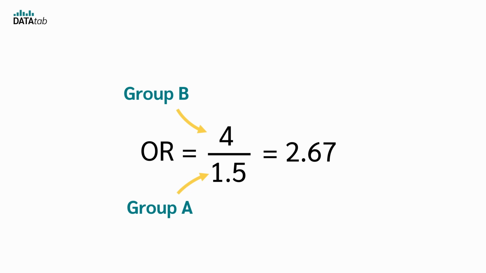Of course, we can also switch the order. Then the odds ratio would be the odds in group B divided by the odds in group A. In this case, the odds ratio of approximately 2.67 means that the odds of being diseased in group B are 2.67 times higher than the odds of being diseased in group A.